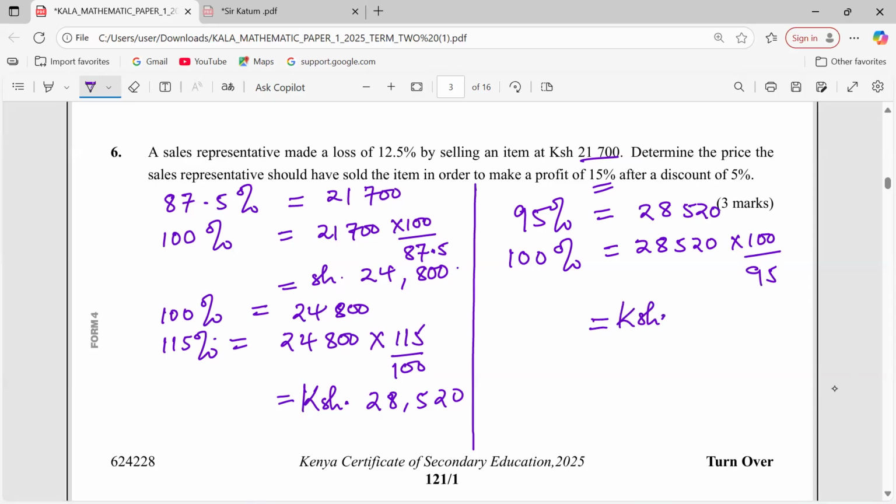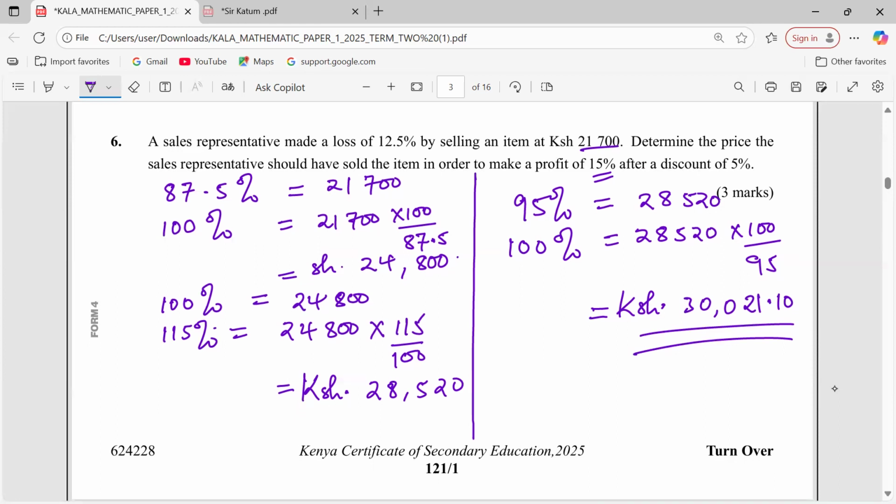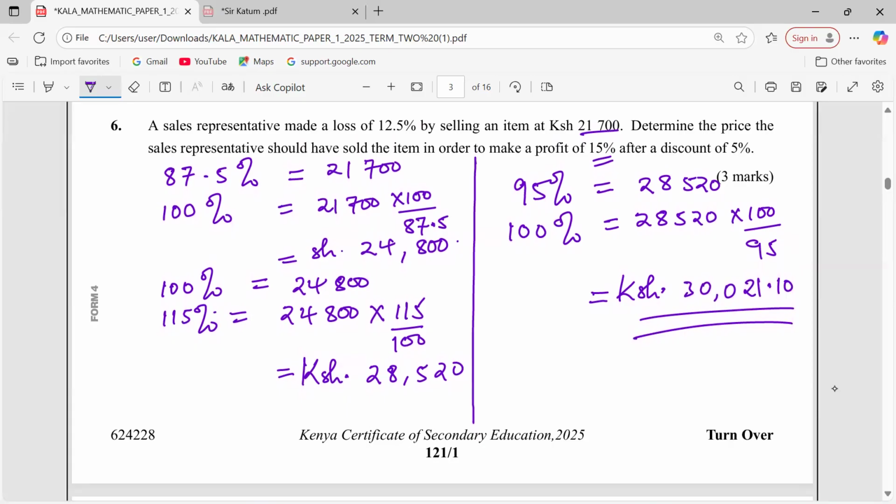So we can multiply this by 100 out of 95, giving us 30,021 Kenya shillings. That is the amount. That is it.